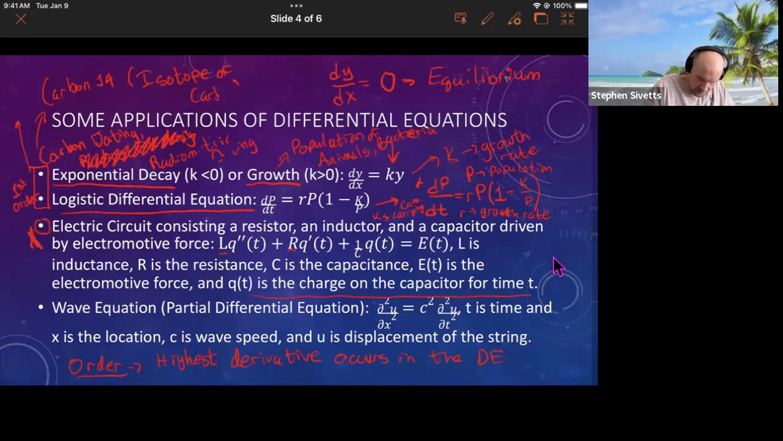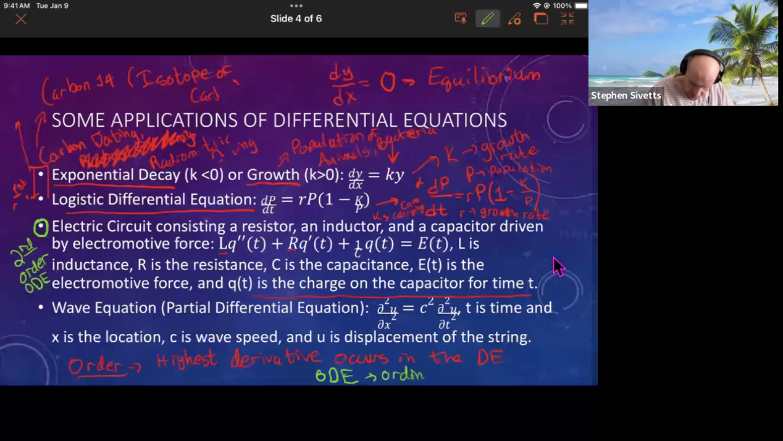Let me do a different color here. So this right here is a second order ODE. ODE, this stands for ordinary differential equation. What is an ordinary differential equation?